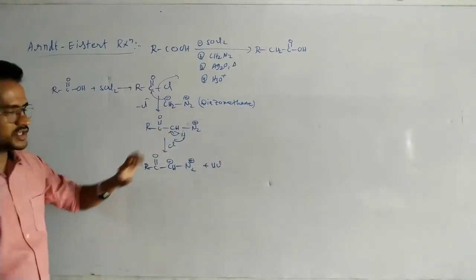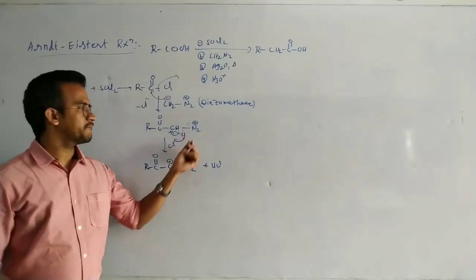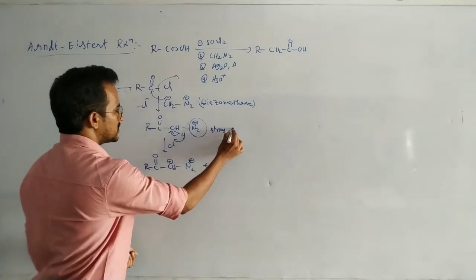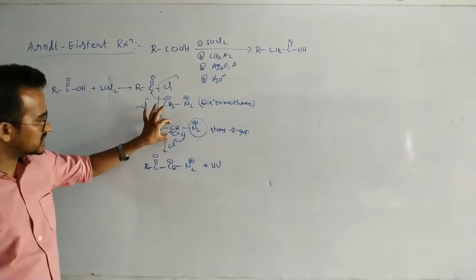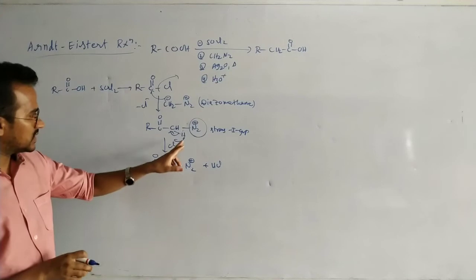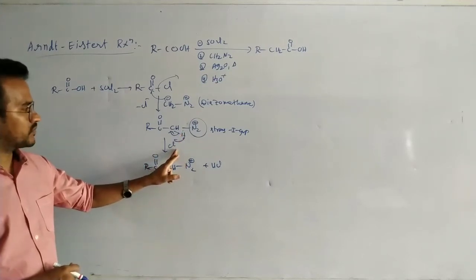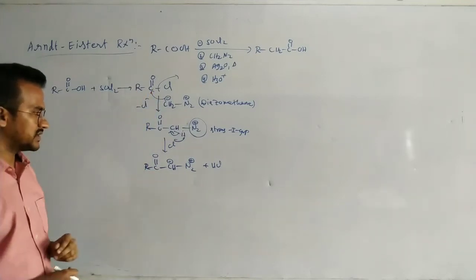The Cl minus removes the H plus from this carbon because N2 plus is a strong withdrawing group, that means a strong minus I group. By the presence of the strong minus I group, the hydrogen's acidic nature increases. So now that more acidic hydrogen is removed by the Cl minus, which is released in the first step. So we will get this intermediate.